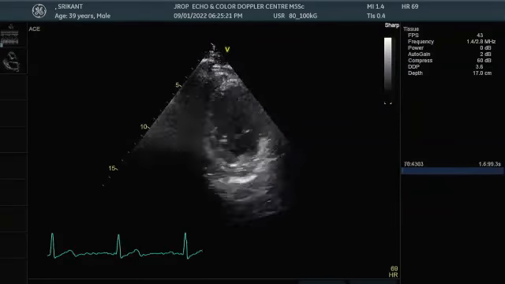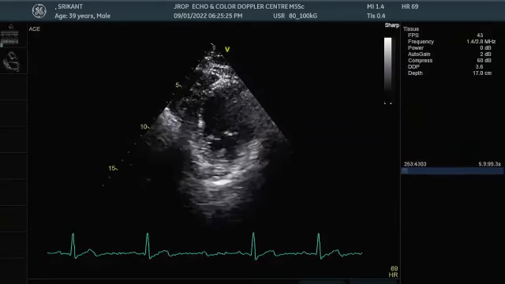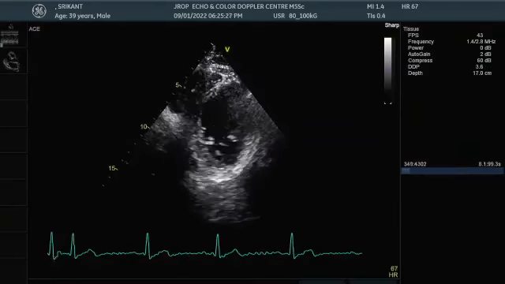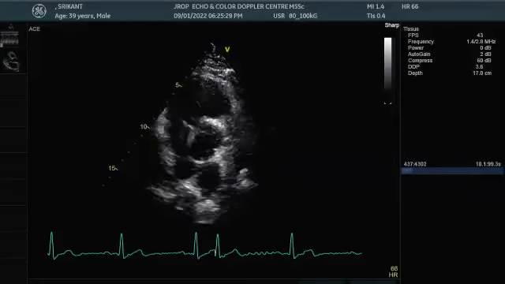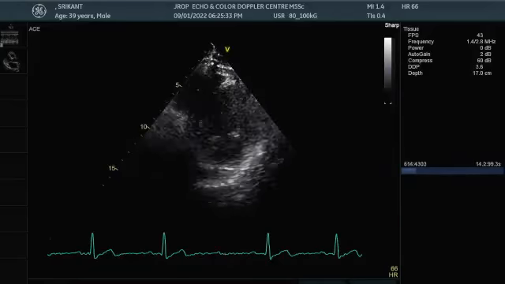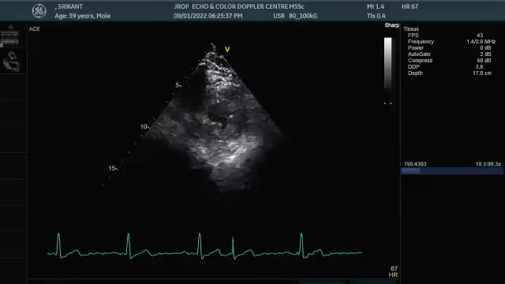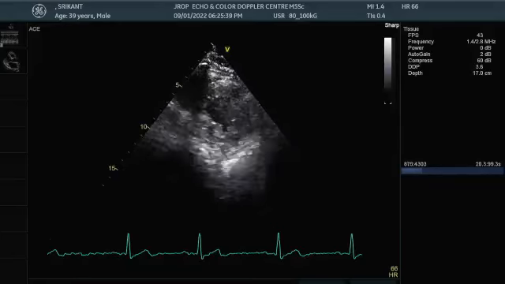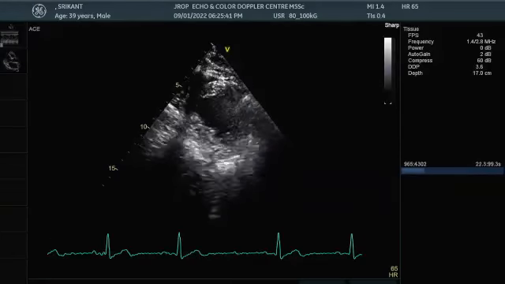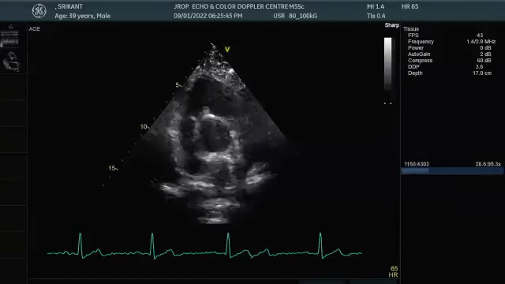Then rotate it 90 degrees. This is at the level of papillary muscles. Then aorta. And once we go to aorta, we have got all the structures. We come back to papillary muscles. Then we come back to, sorry, this is mitral valve, then papillary muscles, and then finally the apex. So this is how we look at it.